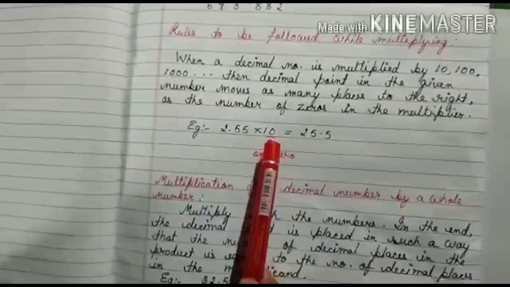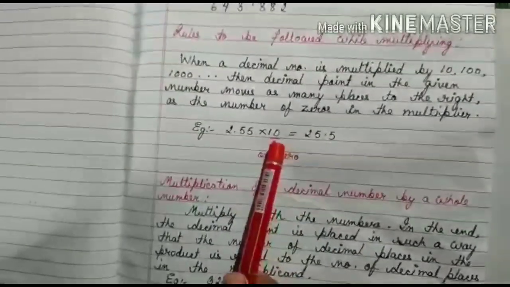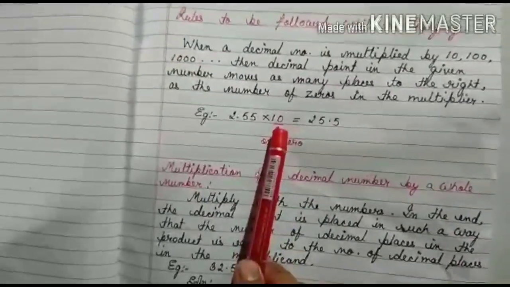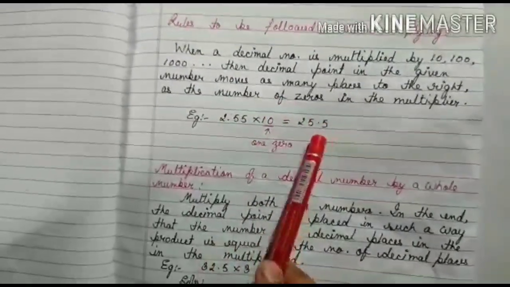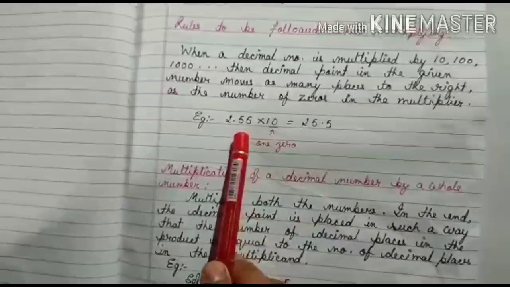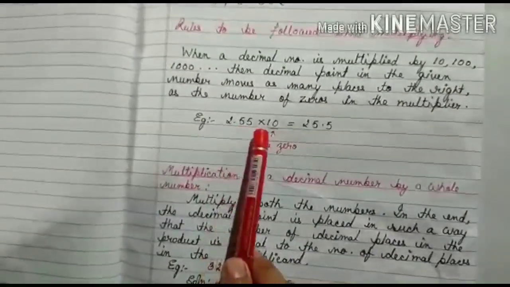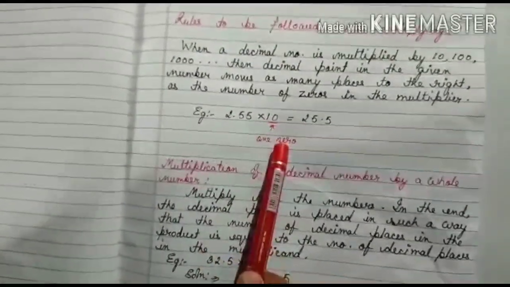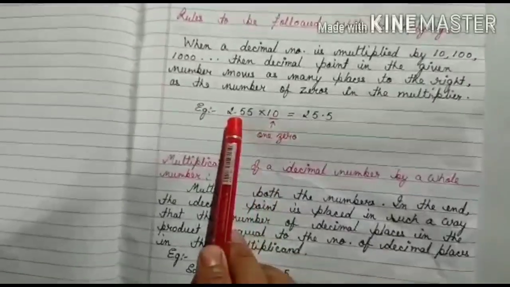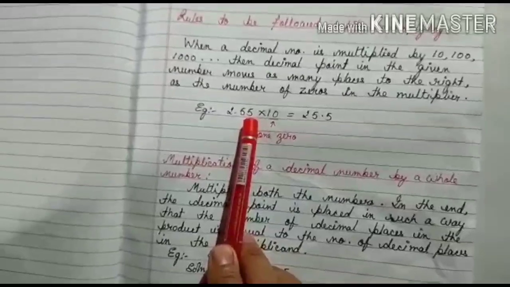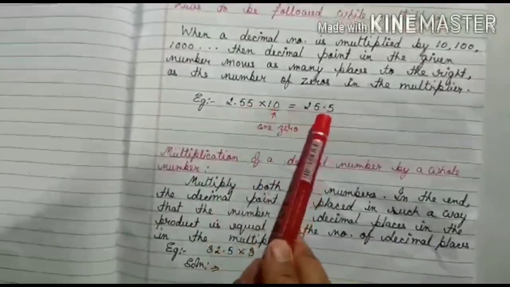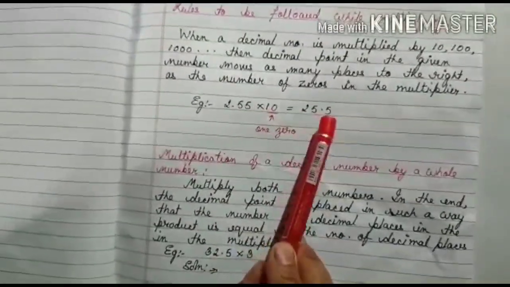in the multiplier. In this example, 2.55 into 10, there is only 1 zero. So we have to move the decimal point to the right side by one place, and then we put the decimal point there.